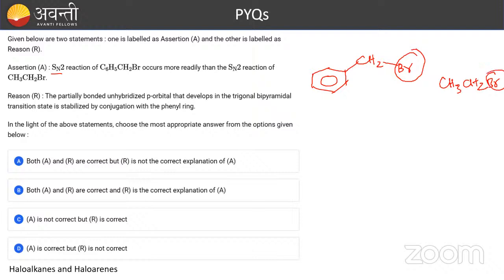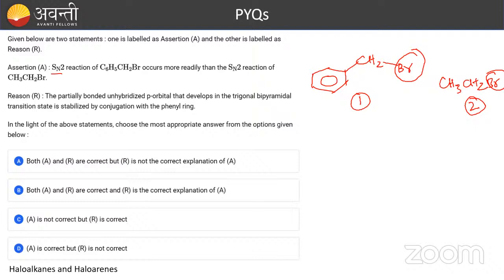So what they are saying is that the first compound, benzyl bromide, is more readily reactive than the ethyl bromide, the second compound. Is it correct? What is your opinion? What do you guys say? Is it correct or is it wrong? It is correct.